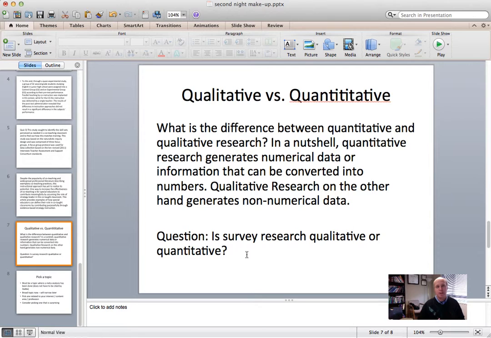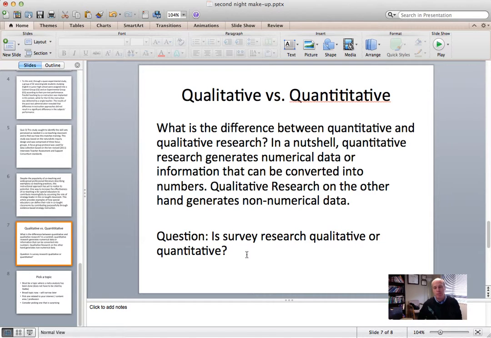Are you in favor of President Obama or feel negative towards President Obama? Those things are turned into numbers. Okay, strongly agree, you get a 5, agree, you get a 4, neutral, you get a 3, disagree, you get a 2. They're turned into numbers. The fact that they can be turned into numbers and are turned into numbers with survey research means it's quantitative.